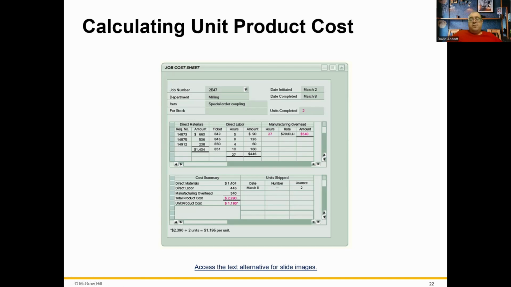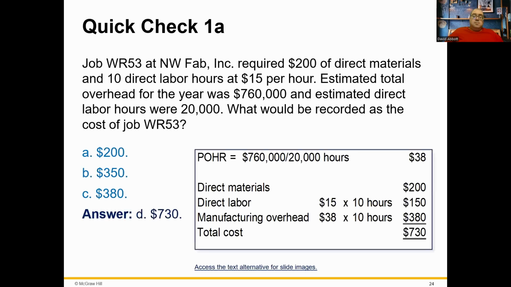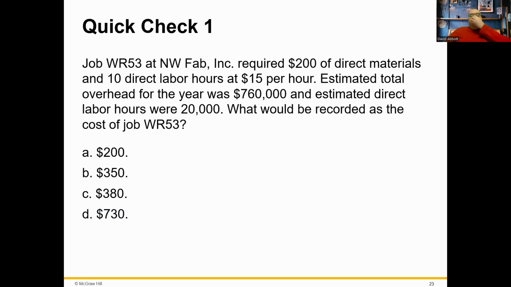So we see the total cost for the job and then the fixed cost. Okay. So, kind of a quick check here. Job WR53 at NW Fab Inc. requires $200 of direct materials and 10 direct labor hours at $115 per hour. Estimated total overhead for the year was 760,000 and the estimated direct labor hours were 20,000.